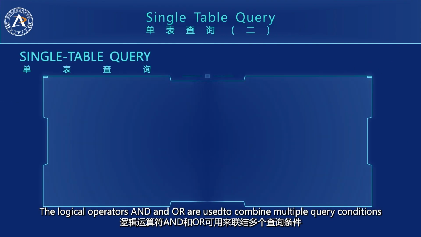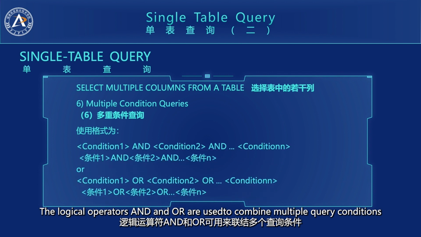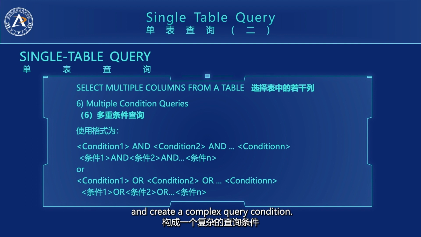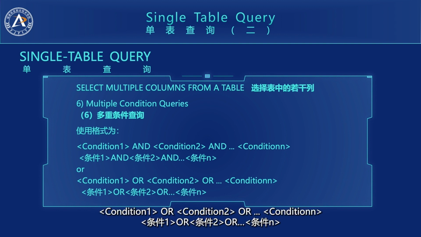The logical operators and/or are used to combine multiple query conditions and create a complex query condition. The syntax is as follows: condition 1 and condition 2 and condition n, or condition 1 or condition 2 or condition n.